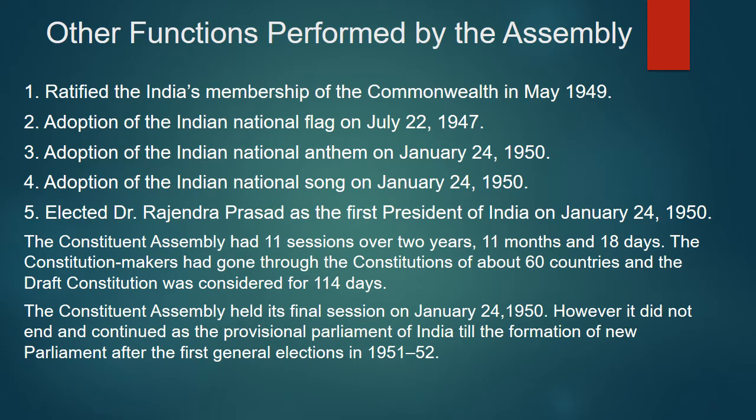The Constituent Assembly had a total of 11 sessions over 2 years, 11 months and 18 days. The constitution makers had gone through the constitutions of all over the world, about 60 countries, and the draft constitution was considered for 114 days. That is, only 114 days they sat together and prepared the draft of this constitution.